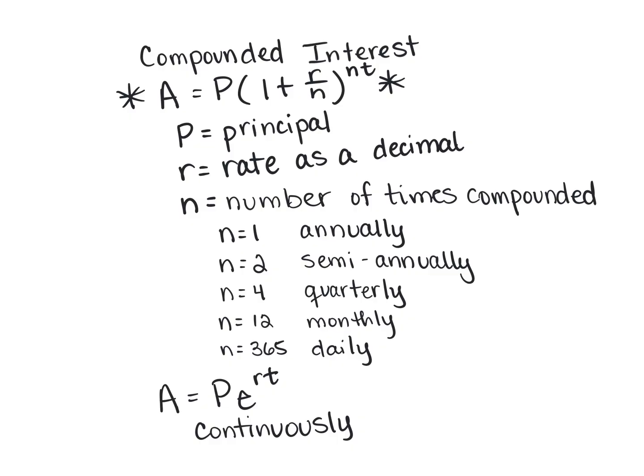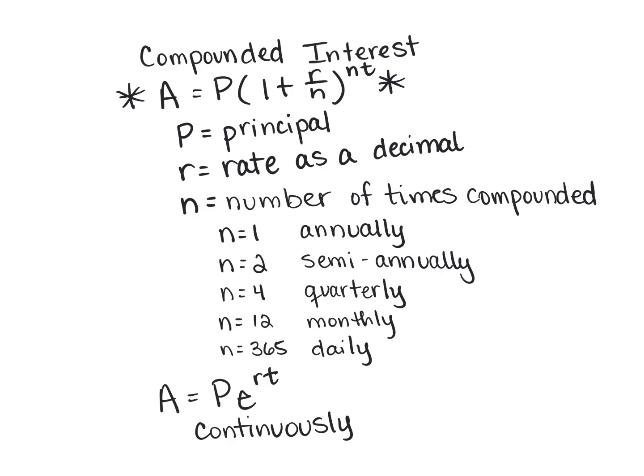All right, so you have A is the amount in the account after a given set of time and also at a given rate and compounded so many times per year. P is your principal, which is what you put in first as a starter amount of money. R is your rate that's given as a decimal, not a percentage. And then N is the number of times it's compounded. So I have several here that you might see: annually, semi-annually, quarterly, monthly, and daily. Then we have one that's called continuously.